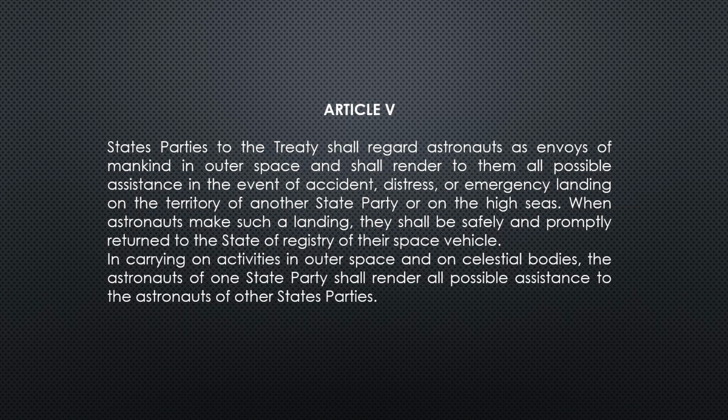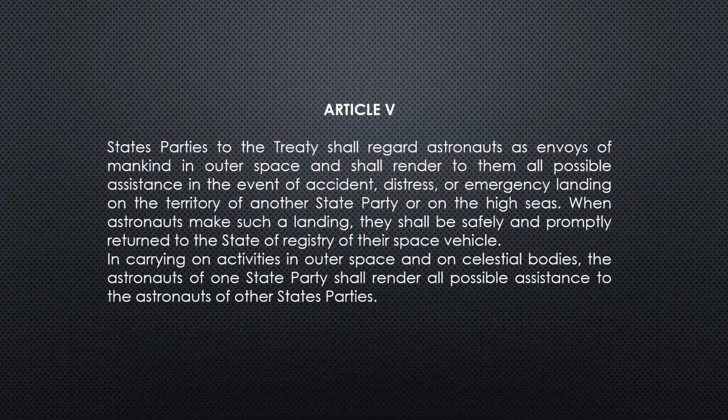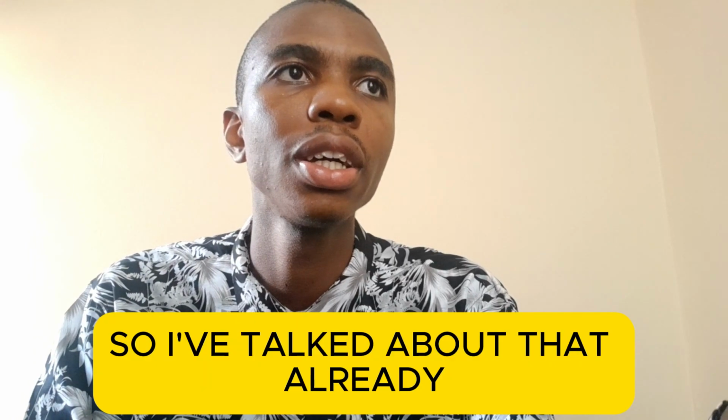Now, it says that states shall take all possible steps to rescue and return astronauts in distress and promptly return them to the launching state, and that states shall, upon request, provide assistance to launching states in recovering space objects that return to Earth outside the territory of the launching state. So I've talked about that already.